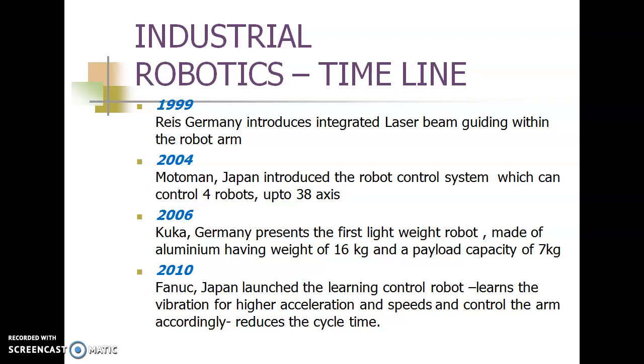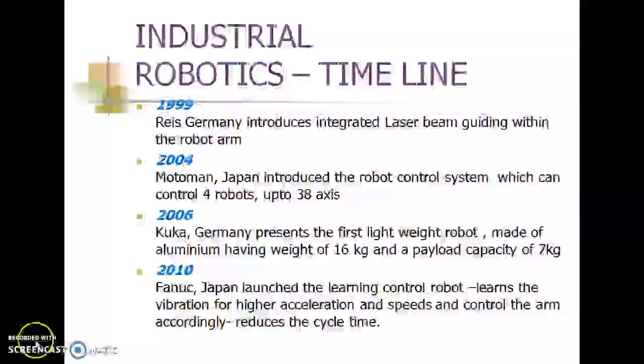In the year 2006, KUKA, a German company, presented the first lightweight robot made of aluminium, with a weight of 16 kg and a payload capacity of 7 kg. So the total weight of the robot itself is only 16 kg, but it can lift, which is what we call the payload, up to 7 kg. So you can see the transformation.